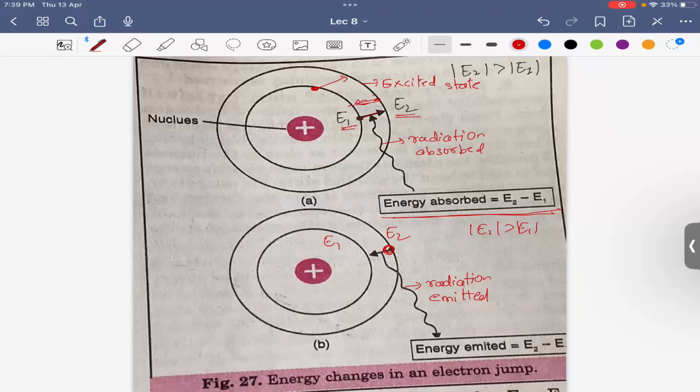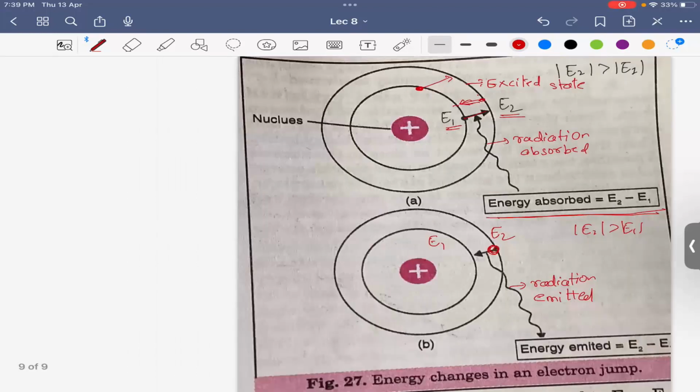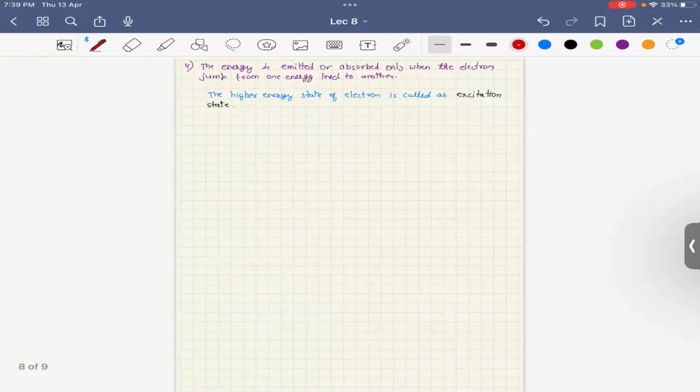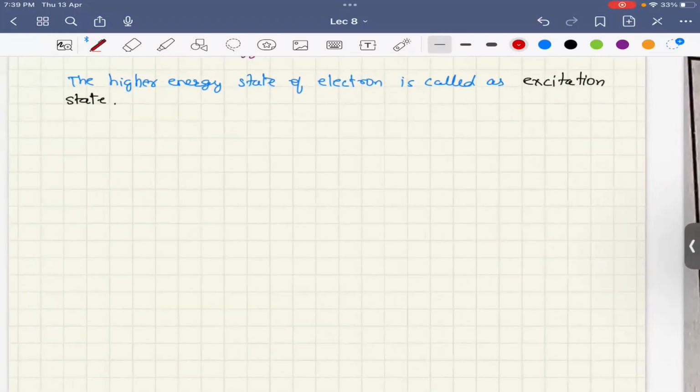So in other words, the energy of the electron cannot change gradually and continuously, but changes abruptly as the electron jumps from one energy level to another and not in any value. And this explains the fact that atomic spectra are discontinuous. So let us write this down.